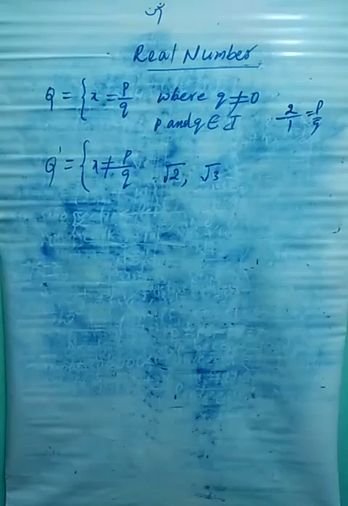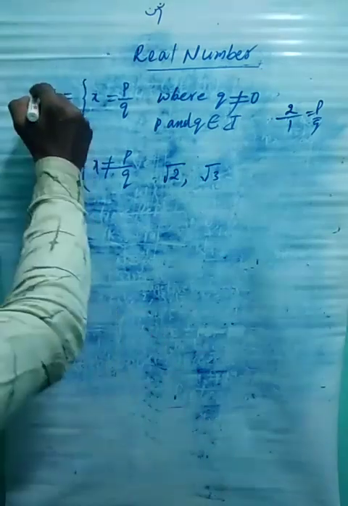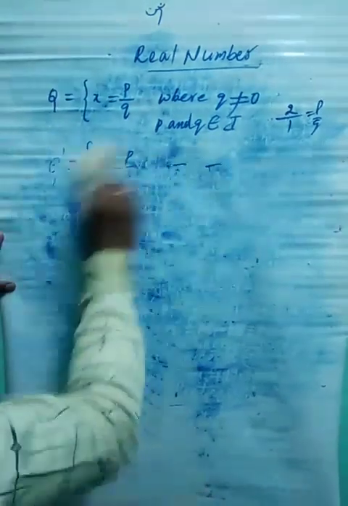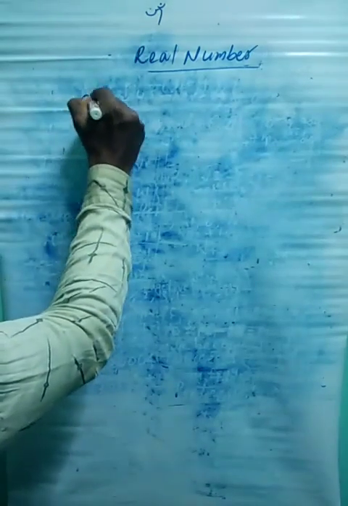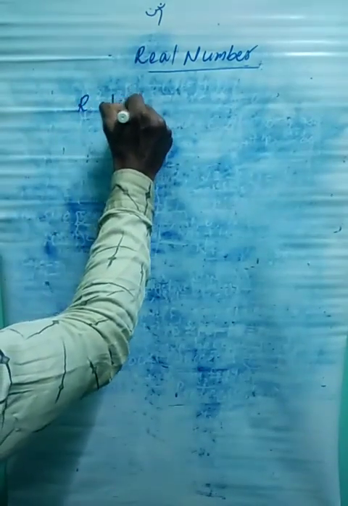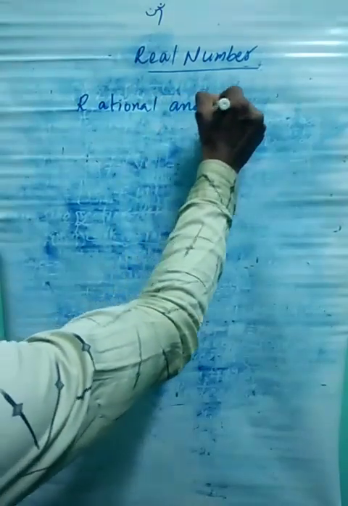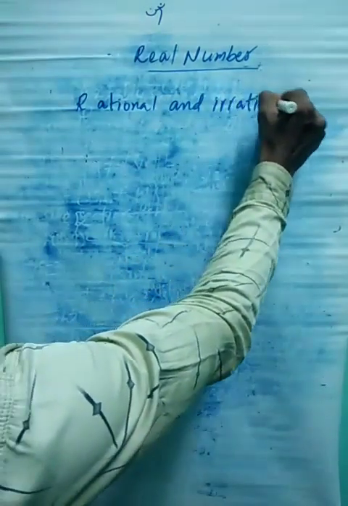All the rational and irrational numbers together are known as real numbers. The combination of rational and irrational numbers is known as real numbers. So in this chapter, we learn about rational and irrational numbers, as well as the arithmetic theorem.